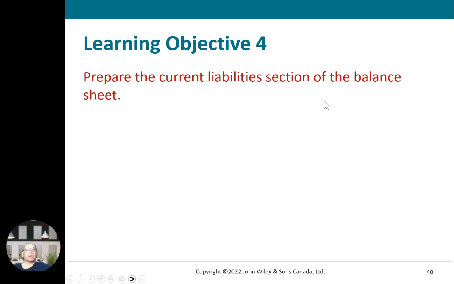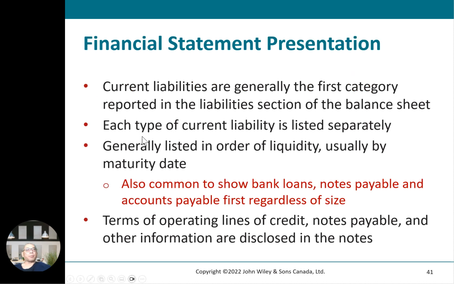Learning objective number 4: prepare the current liability section of the balance sheet. The following liabilities are generally reported first in the current section of the balance sheet. Each type of current liability is listed separately, generally in order of liquidity, usually by maturity date. It is also common to show bank loan, note payable, and accounts payable first, regardless of size. The terms of the operating line of credit, note payable, and others are disclosed in the notes.